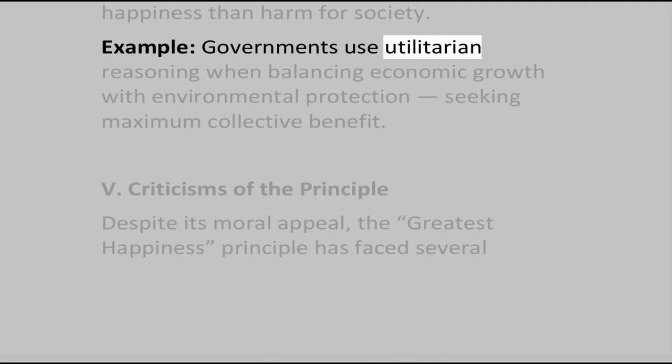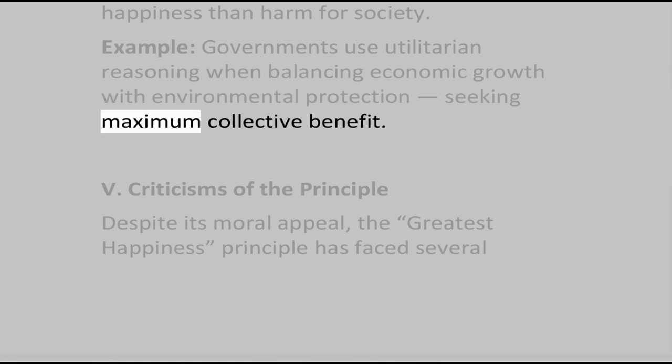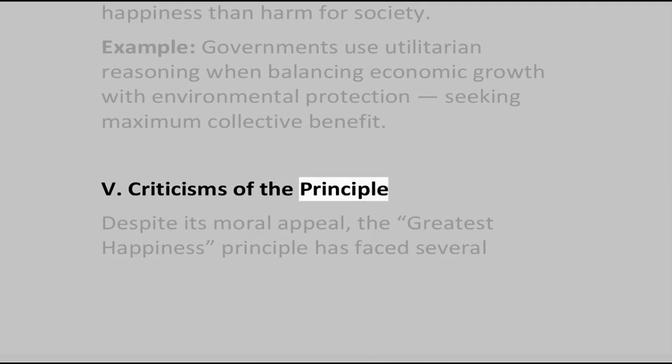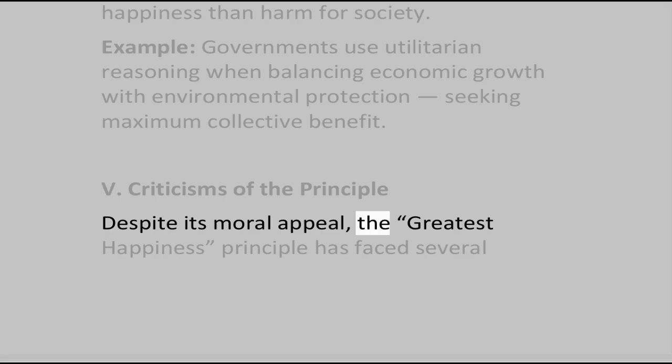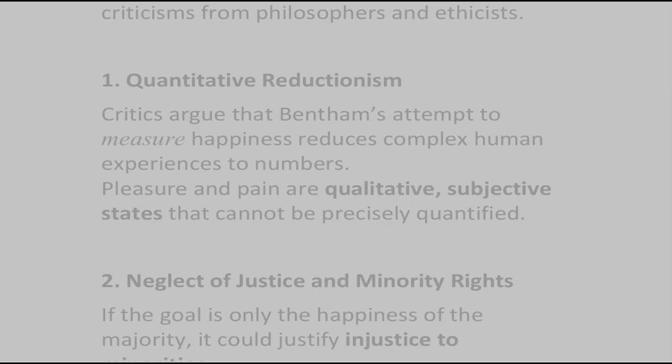Example: governments use utilitarian reasoning when balancing economic growth with environmental protection, seeking maximum collective benefit. Criticisms of the principle. Despite its moral appeal, the greatest happiness principle has faced several criticisms from philosophers and ethicists. 1. Quantitative reductionism. Critics argue that Bentham's attempt to measure happiness reduces complex human experiences to numbers. Pleasure and pain are qualitative, subjective states that cannot be precisely quantified.